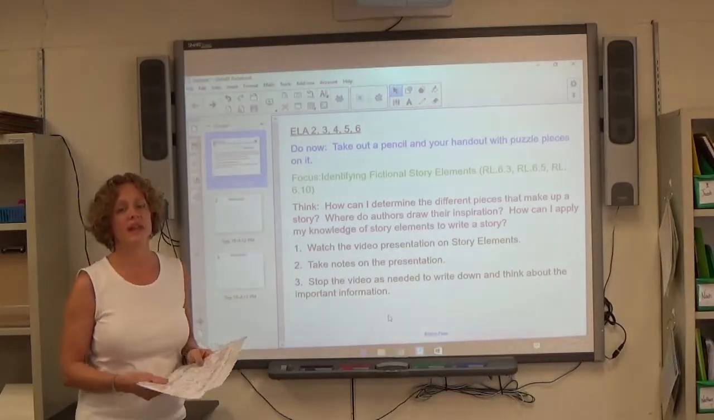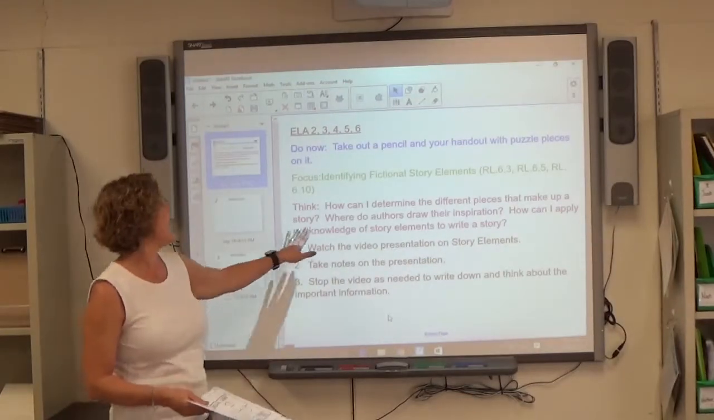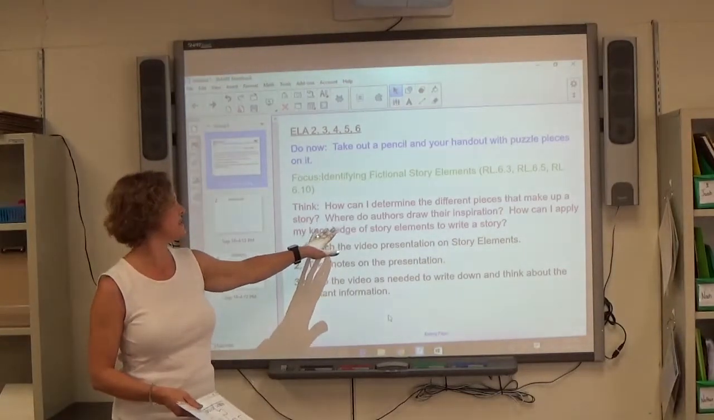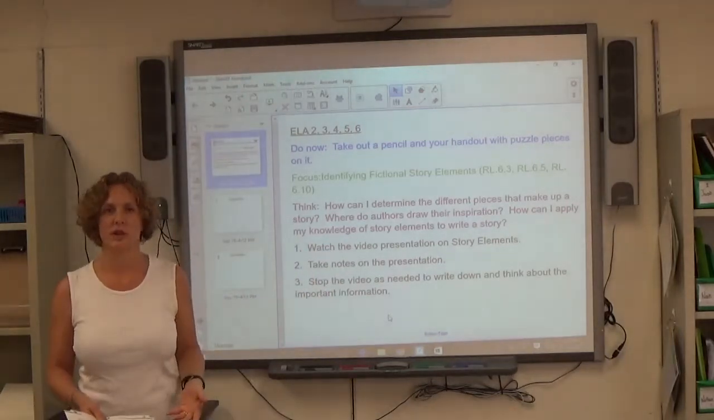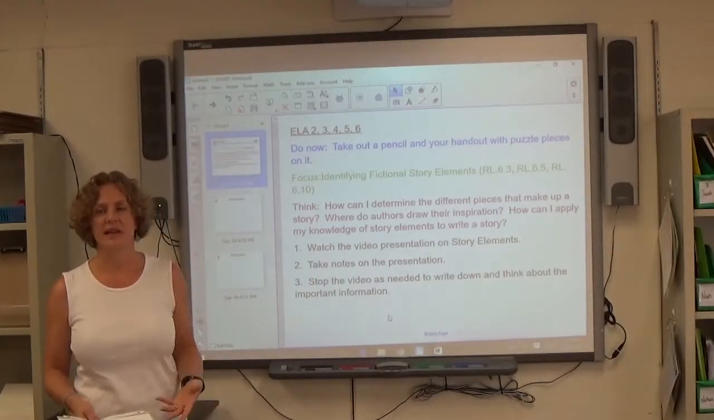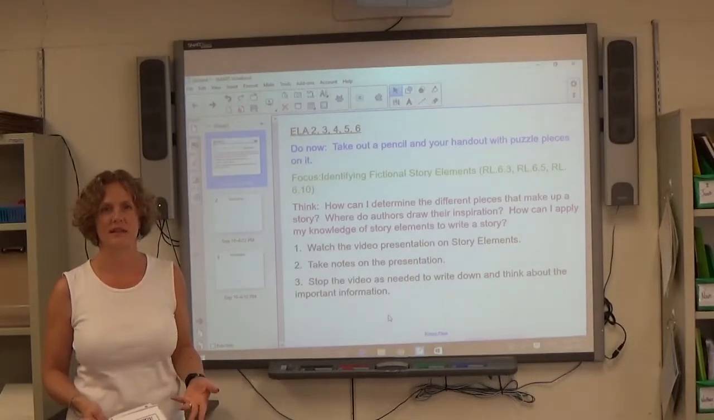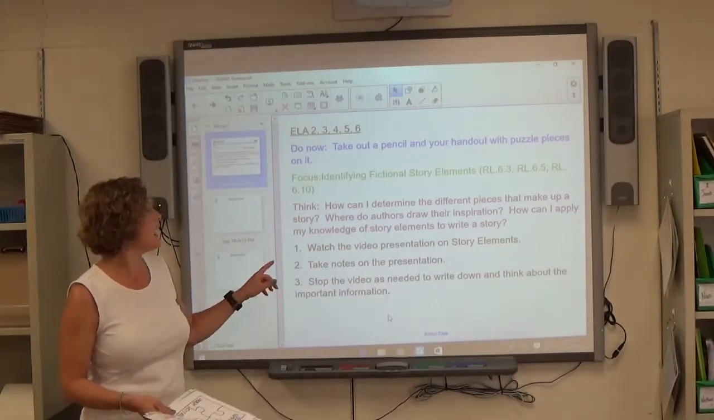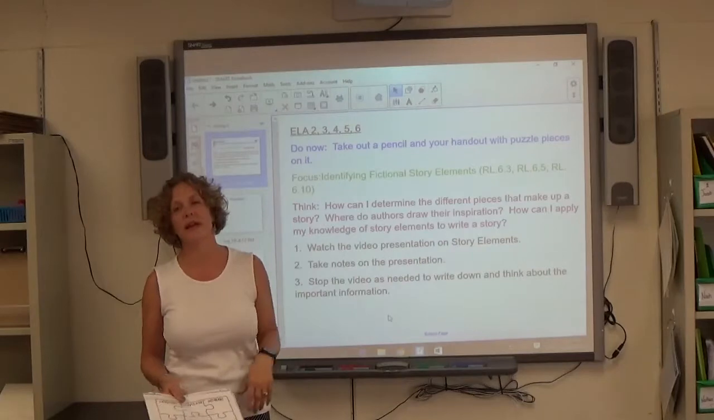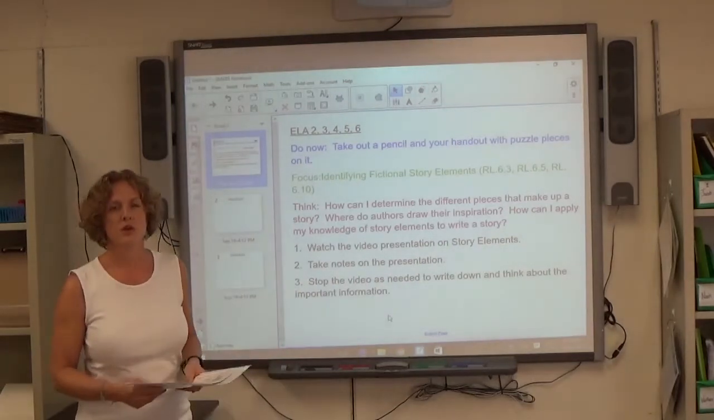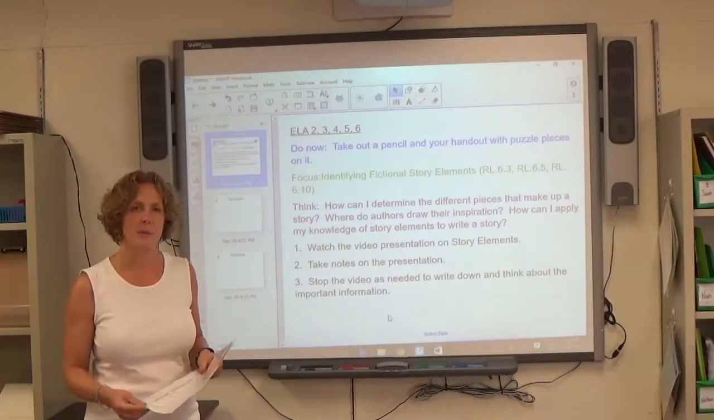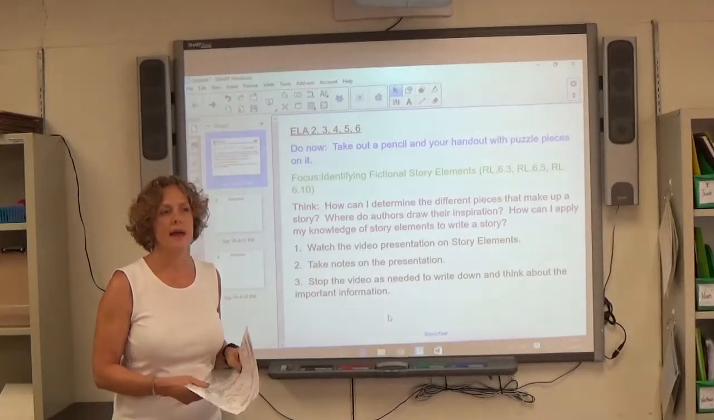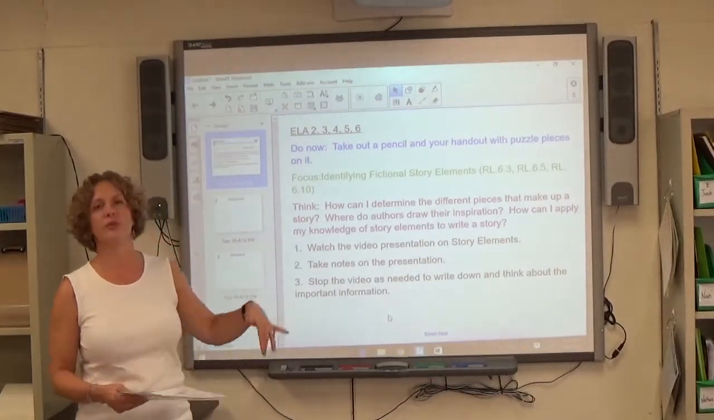What I want you to be thinking about throughout this lesson is how can I determine the different pieces that make up a story? Where do authors draw their inspiration? So what are they using to help them create a story that's interesting for people? And how can I apply my knowledge of story elements to write a story? So after we've learned about story elements and determined what makes up a fictional story, you will actually be applying this skill to writing your own story.